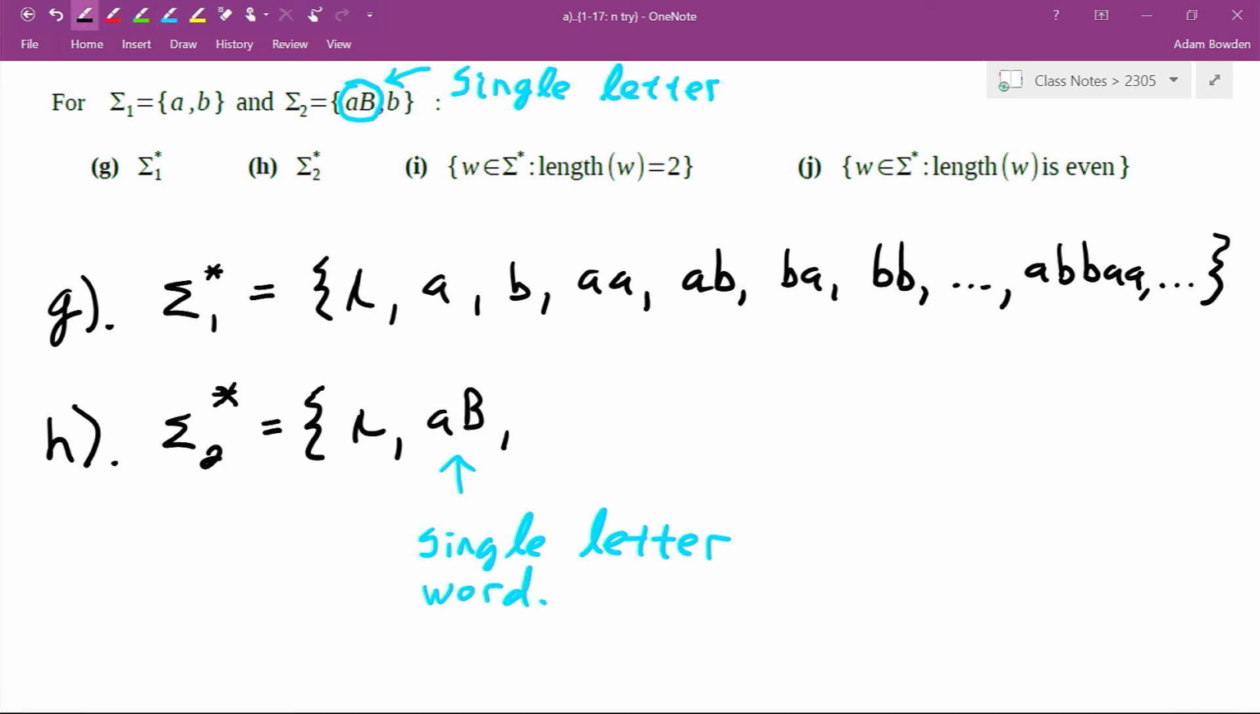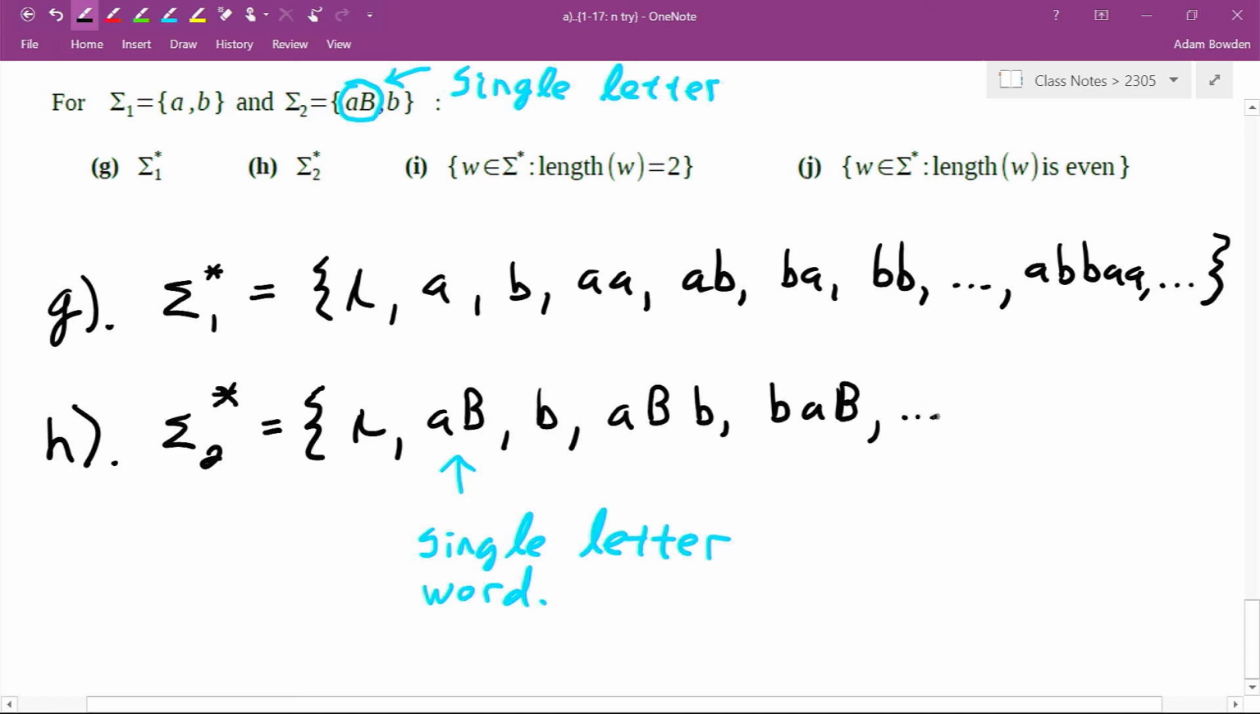And so that's capital AB is one word, and then lowercase b is another single letter word. And then we could put together other words putting these together, such as A capital B lowercase b, or b A capital B. And we can put together all different variety of combinations, such as A capital B lowercase b, just any combination of the two letters can be put together in different ways. And all of those would be contained within sigma 2 star.